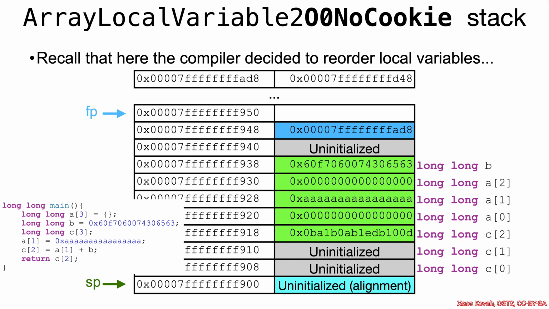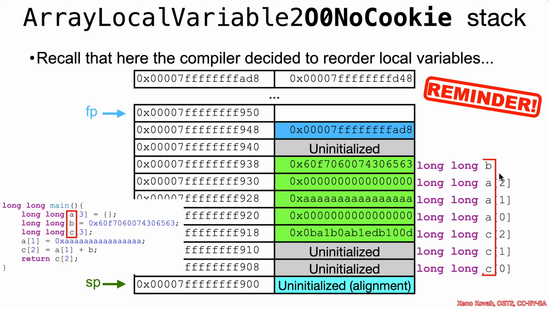Now for a couple of reminders. Going back to ArrayLocalVariable2, that was the case where we basically took and changed this from being a 6-element long array to being 3, followed by a b, followed by another 3-element array. And what we took away from that is that the compiler can go ahead and reorder these local variables if it likes. They don't have to be exactly the order that they were declared in the C high-level source code.